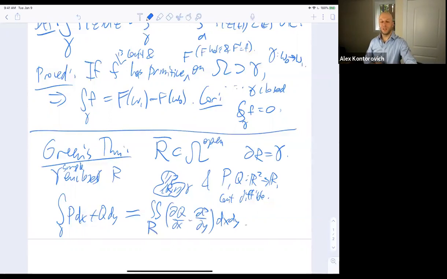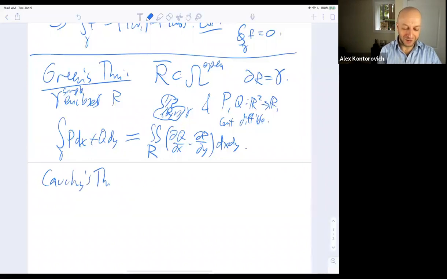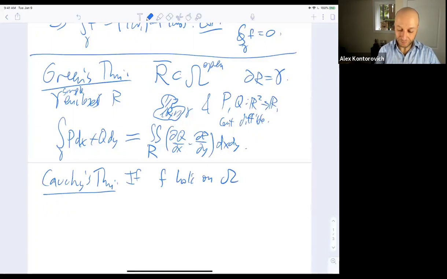Okay. So this is Green's theorem. And let's use this to prove Cauchy's theorem, and then we'll see what the problem is. So Cauchy's theorem, as Cauchy originally proved it, I think, I have to look this up. Cauchy's theorem is that if F is holomorphic on some region omega.